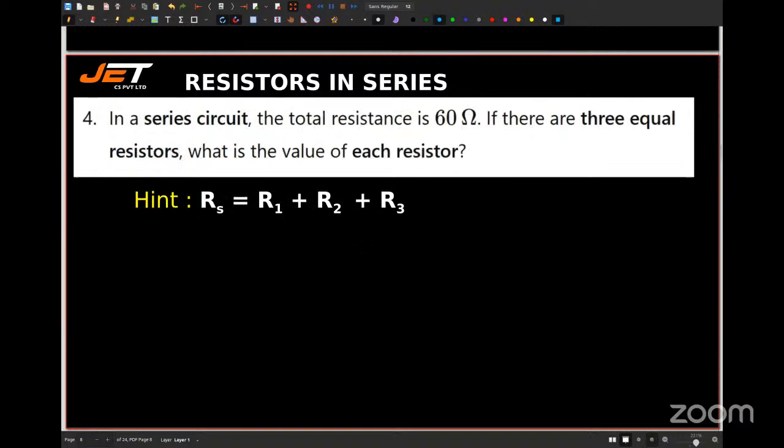Moving on. In a series circuit, the total resistance is 60 ohms. If there are three equal resistors, what is the value of each resistor? In a series circuit, the total resistance is 60 ohms. If there are three equal resistors, what is the value of each resistor? So how do you do this?